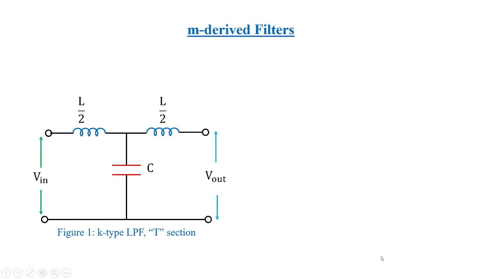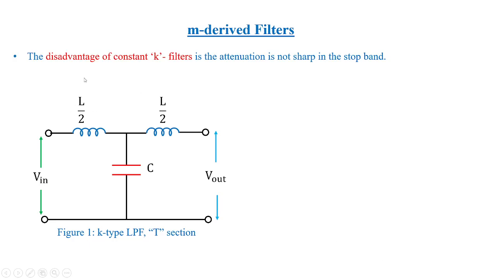For the K-type low-pass filter in the T section, the disadvantage is that the attenuation, meaning the unwanted signal rejection, is not sharp in the stop band, and the characteristic impedance K varies widely in the pass band. This is the main disadvantage of K-type filters, whether T section or pi section.